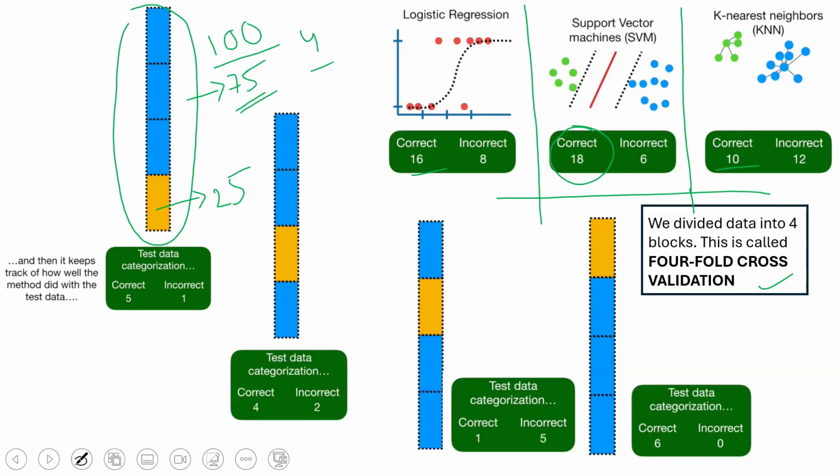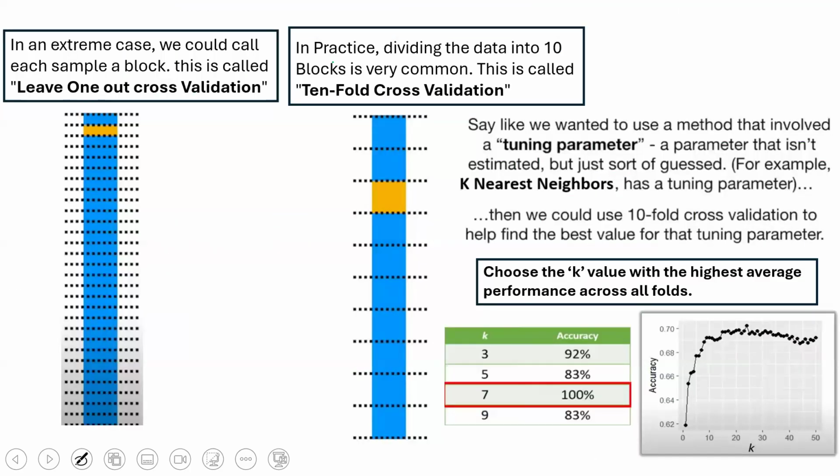Now if you consider every single sample as a block, this is called leave one out cross validation. When you consider every sample as a block, that is an extreme case. You train the model with every other data point and use only one data point as your testing data set. Such a way of breaking the data set is called leave one out cross validation.